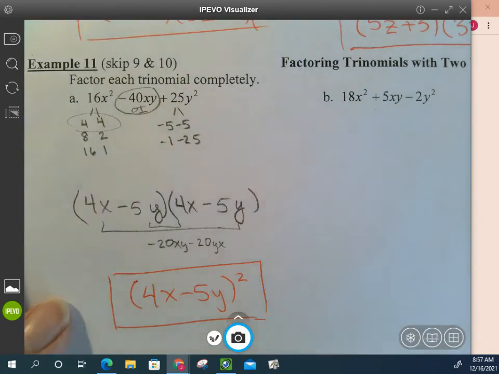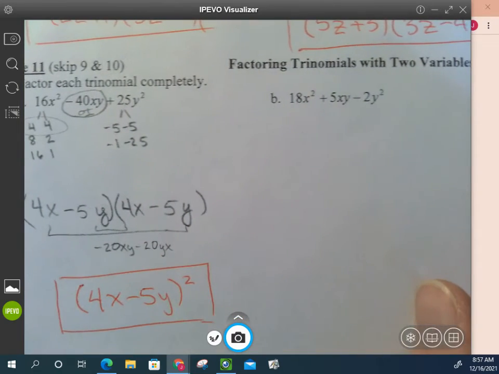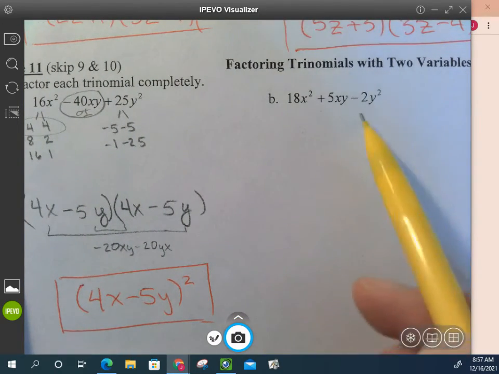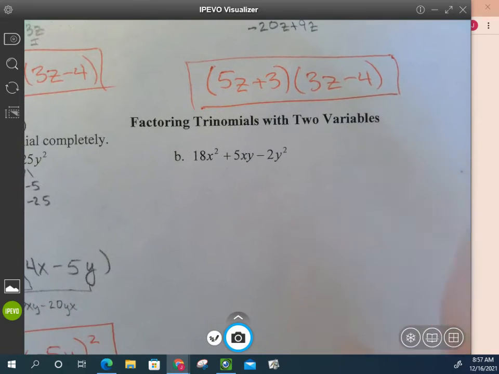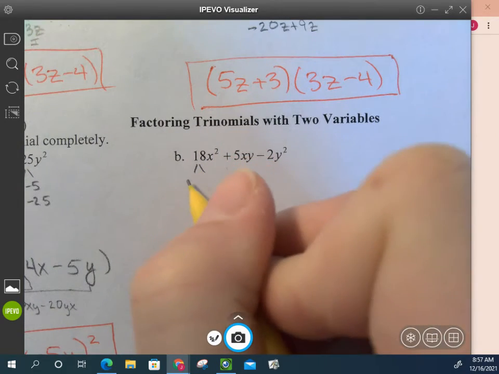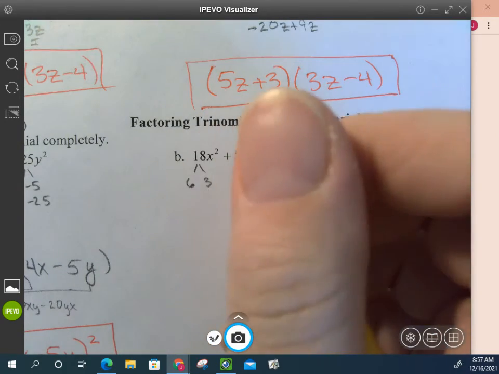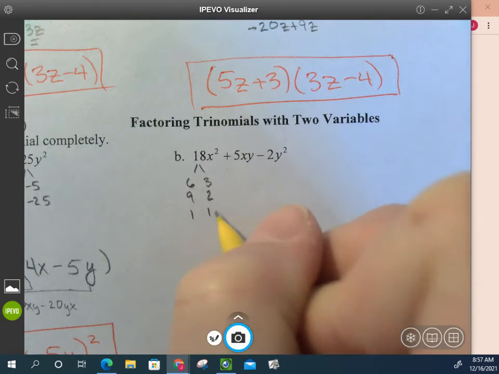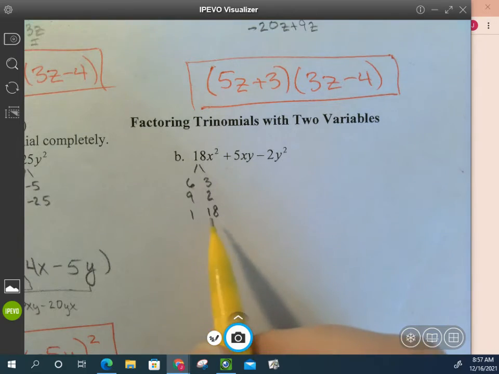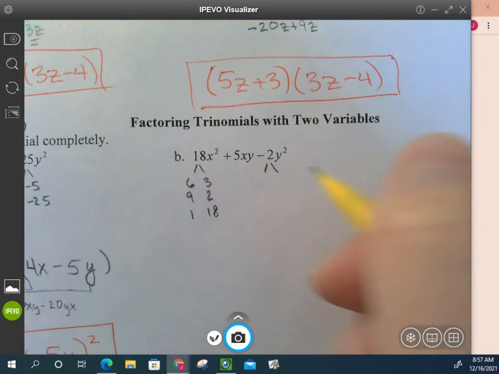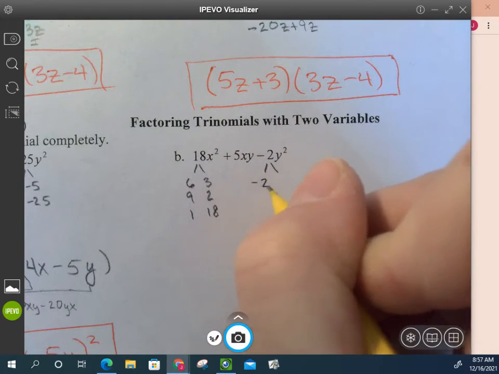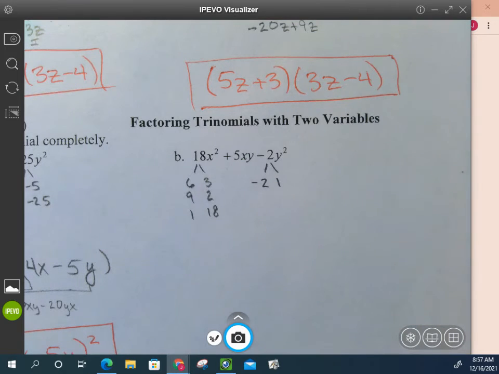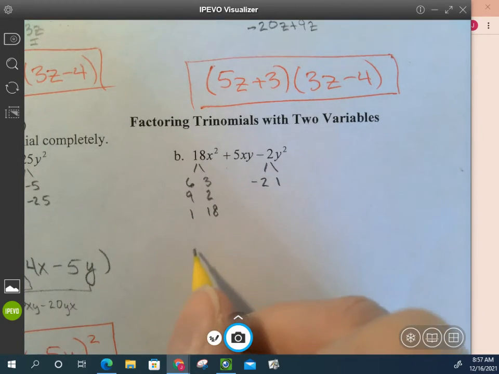Okay, now, next one. We have two variables. We definitely have a negative sign here, so we have to consider that. So the downfall of 18 is it could be 6 and 3 or 9 and 2 or 1 and 18. Don't discount that. Sometimes we use this. The good news about -2 is it's prime. So I only have one set of factors, and again, I can switch the negative sign very easily. So the 18 is what's going to take some effort.